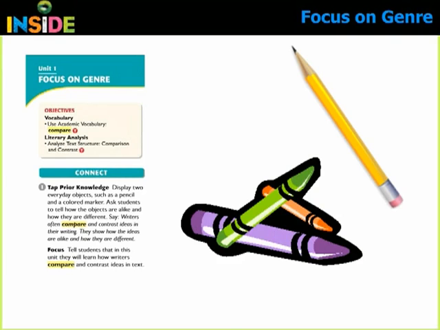As we just saw, the gradual release model begins with having the students make connections. Take a look at the pencil and crayons you see on the slide and think about one or two ways these two objects are alike and how they are different. Each Focus on Genre lesson will begin with a simple activity like this that puts the genre element into real-life terms.